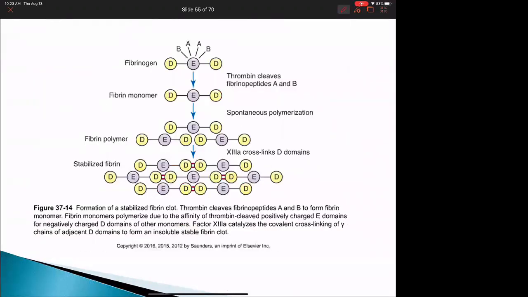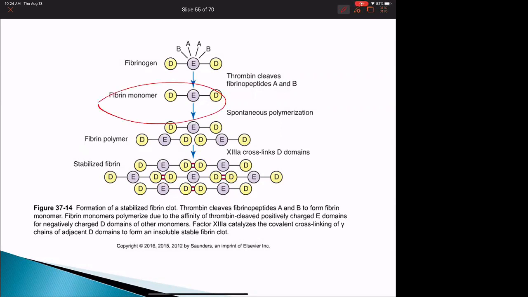So this picture right here actually shows it nicely. And this is from your book. Again, you can always go back to your textbook. But this is the function of thrombin. So thrombin, which is activated factor 2, comes in and it binds to the E domains, right? It comes in, it binds to the E domains, and it cleaves 16 amino acids from the ends of the alpha chain, okay? And 14 amino acids from the ends of the beta chains to form a fibrin monomer.